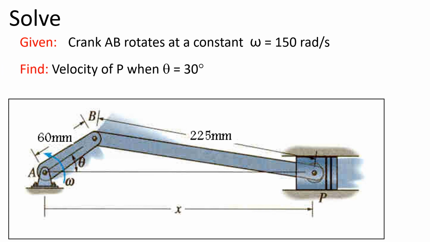Let us solve this problem. Given crank AB rotates at a constant speed omega equal to 150 radians per second. You are required to find velocity of P piston when theta is equal to 30 degree. The procedure is same as that of illustrative example.